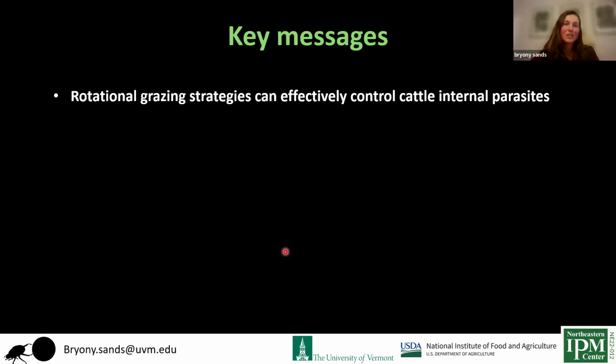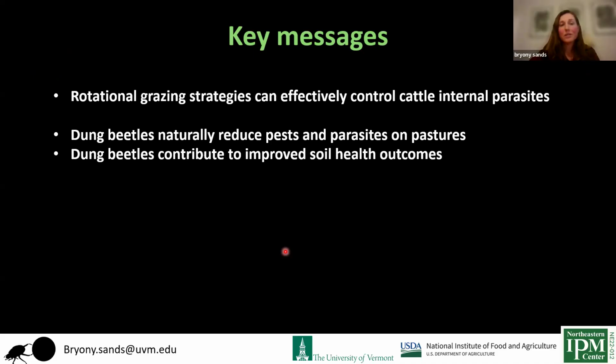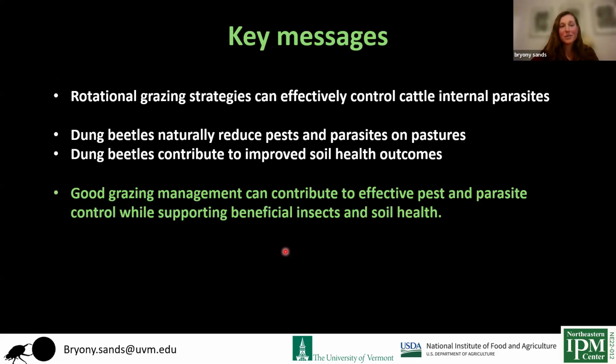The key messages from this study were then that rotational grazing strategies can effectively control cattle internal parasites. Dung beetles were naturally reducing pests and parasites on pastures and were contributing to improved soil health outcomes. So in conclusion from that, we can see that good grazing management can contribute to effective pest and parasite control, whilst also supporting beneficial insects and soil health.